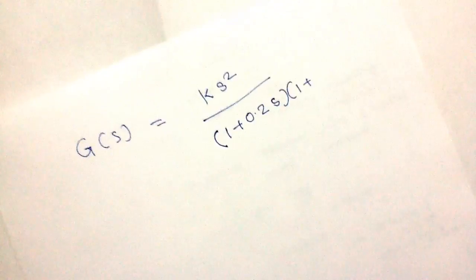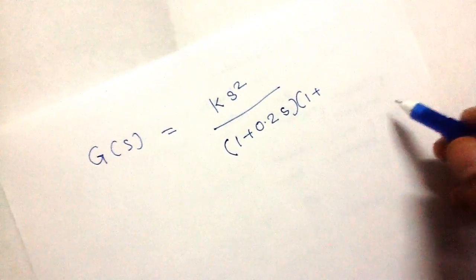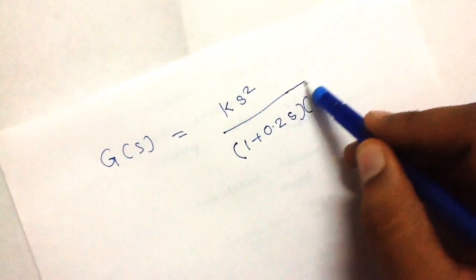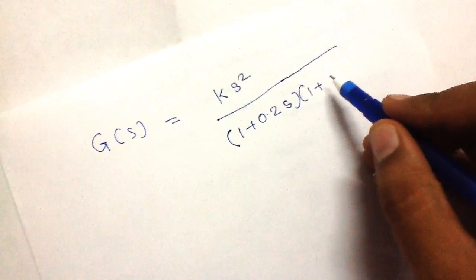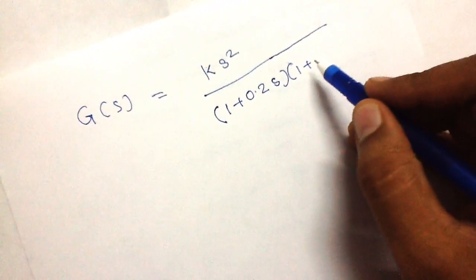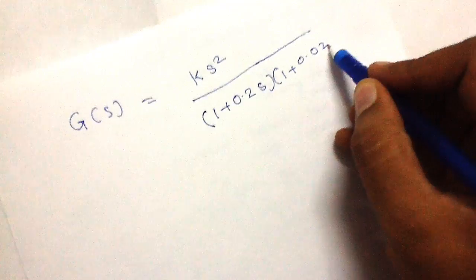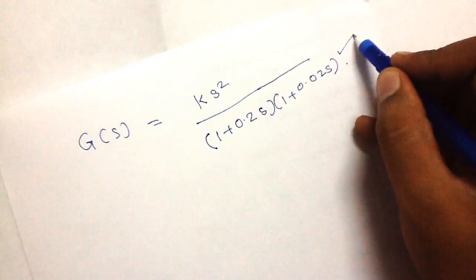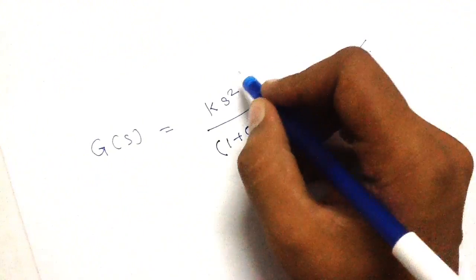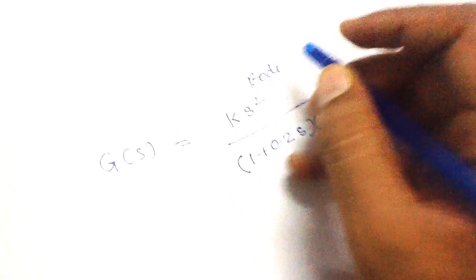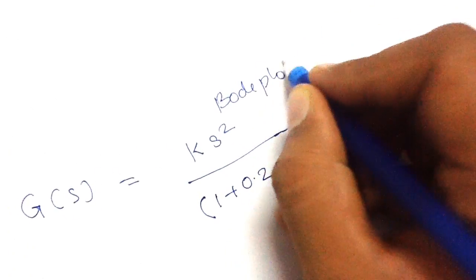First of all, we'll have to do some calculations, so all you need is an example and off we go. In this example, I'm taking the transfer function G(s) equal to K s squared by (1 plus 0.2s) into (1 plus 0.02s). So this is my transfer function. I need to give the Bode plot for this transfer function.